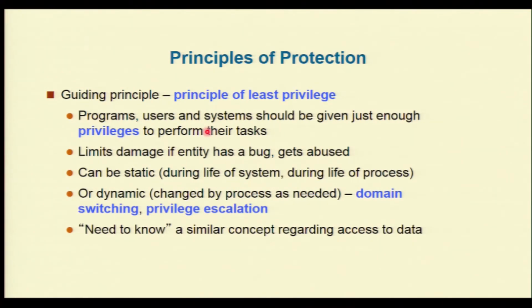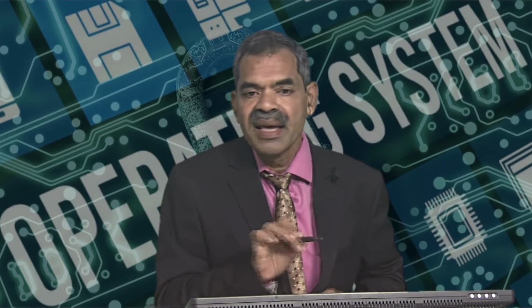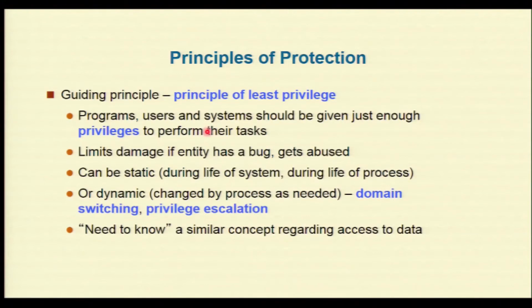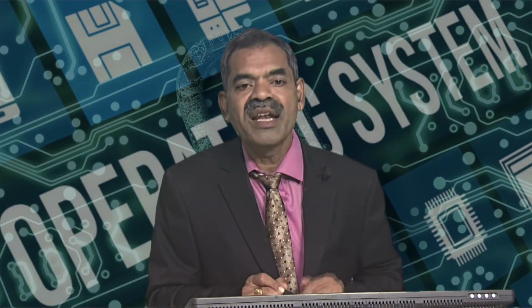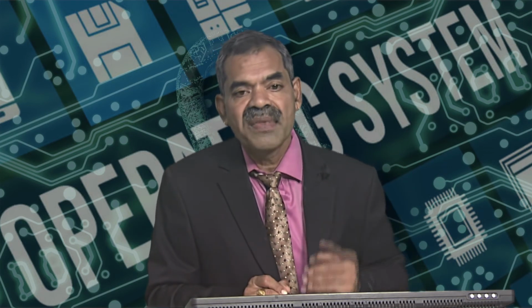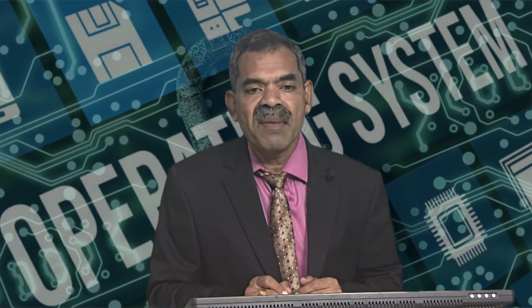If they want to access only this particular file, only that particular file access is given separately. If other files need not be accessed, they will not be given access. Limits damage if entity has a bug or gets abused. This is the best principle to limit the damage on an accidental violation of protection, which can happen. Even now it can happen, but then it may be systemic. We will trace it into the system. There is a log, there is an administrative capability into the system.